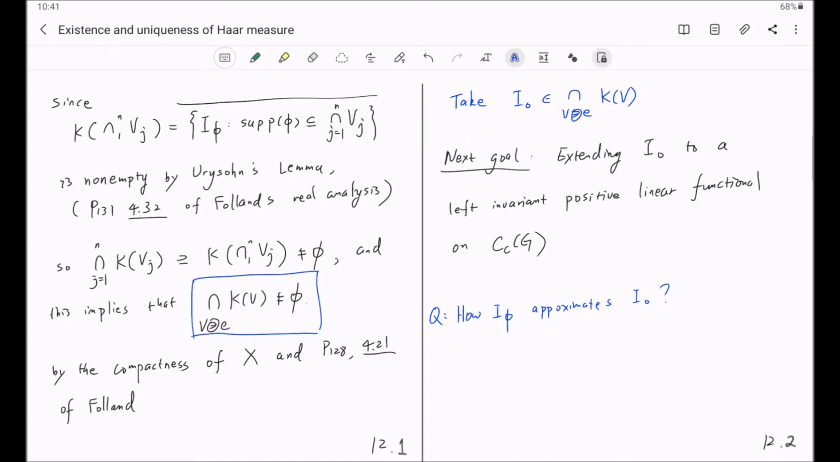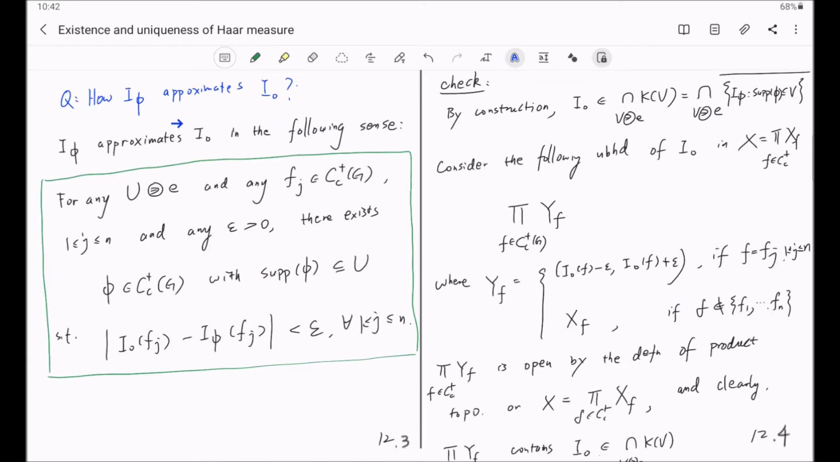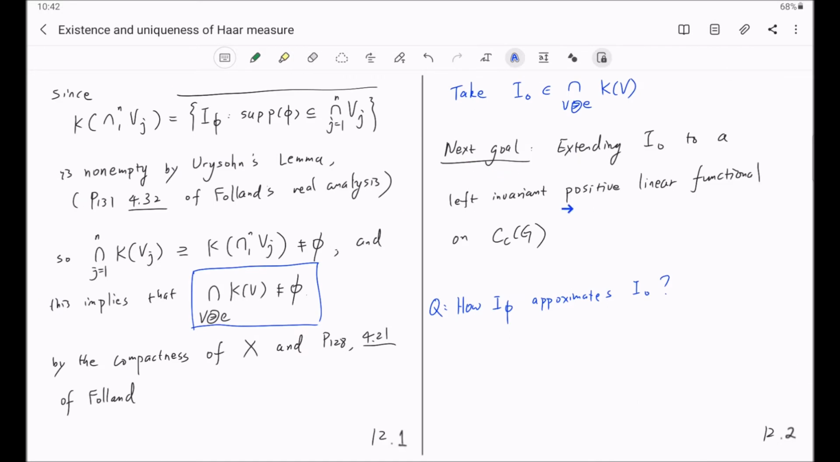Now let's go back to the goal we wanted to achieve earlier. We just took a digression on the approximation issue of I_φ towards I0. But this is our main goal. We want to extend this I0, which is defined on C_c^+(G), to a left invariant positive linear functional on C_c(G), so that after achieving this, we can use the Riesz Representation theorem to find the left invariant Radon measure, which will serve as our Haar measure.